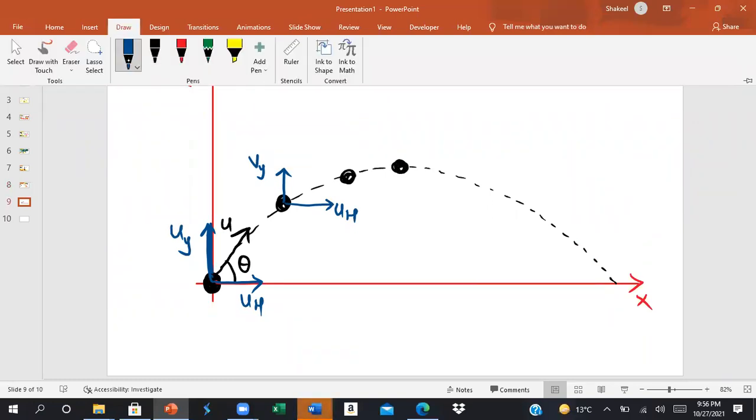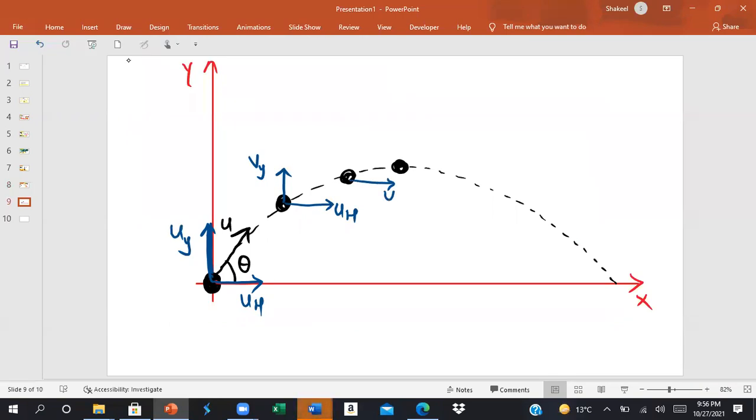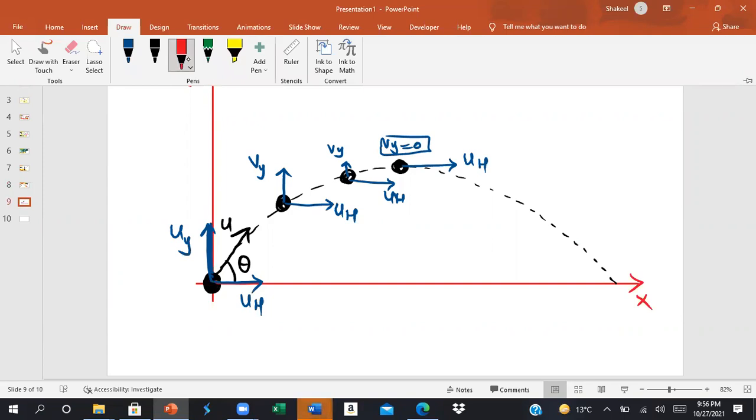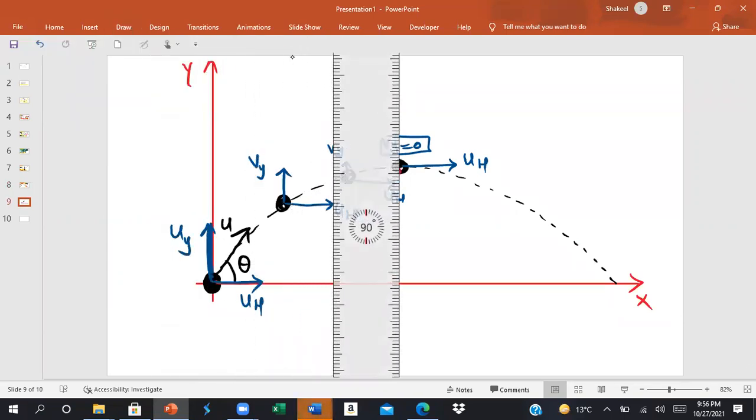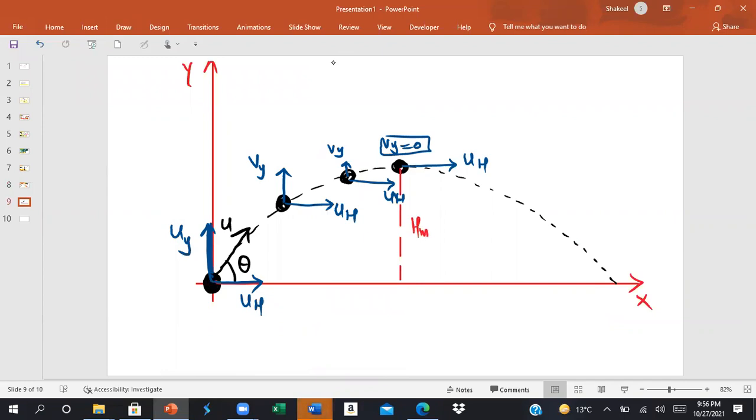So at this point, the horizontal component is remaining the same and the vertical component is decreasing. At the highest point, the horizontal component is the same, but the vertical component is 0. So at maximum height, the vertical component is 0.